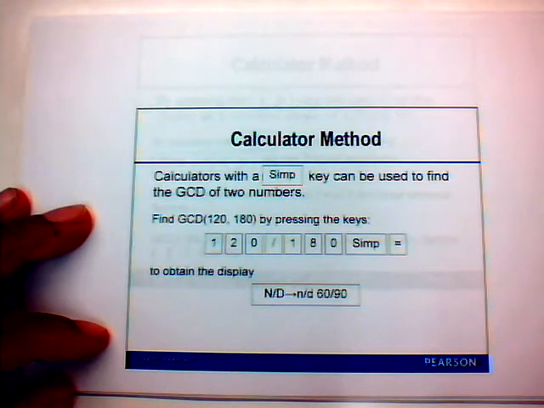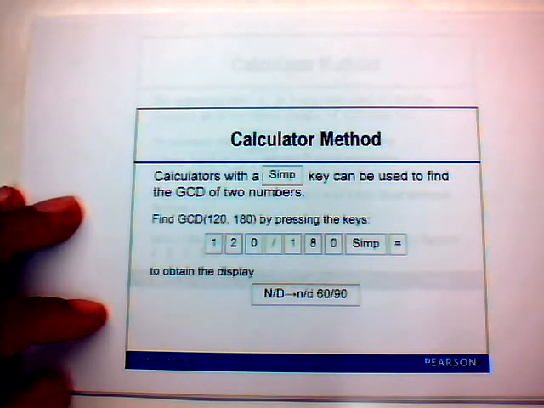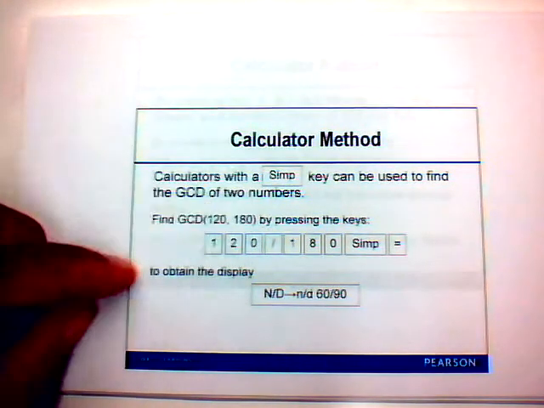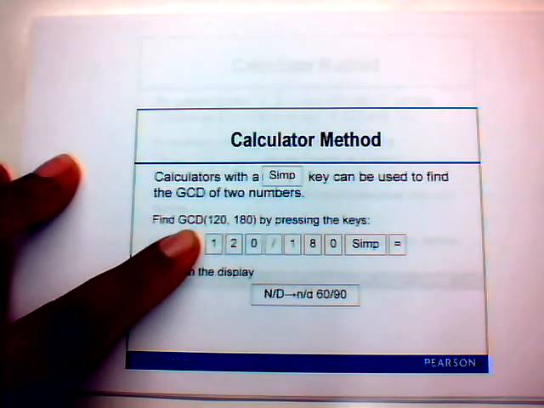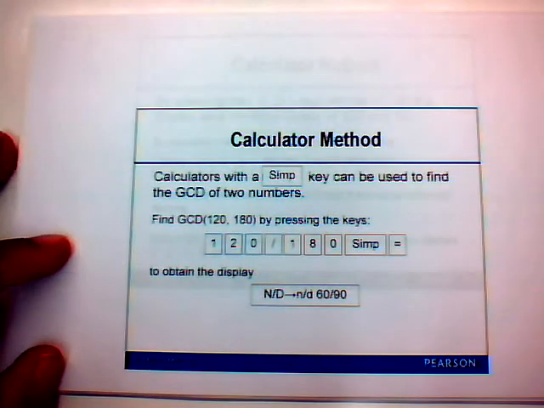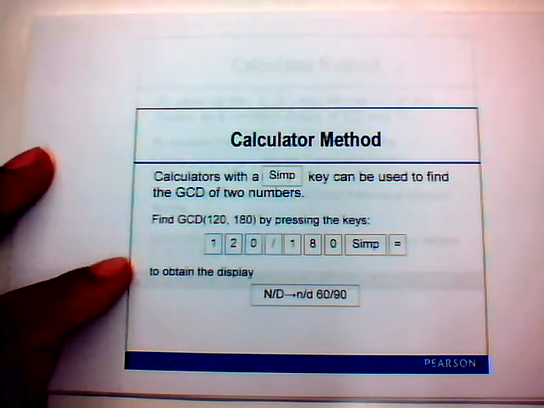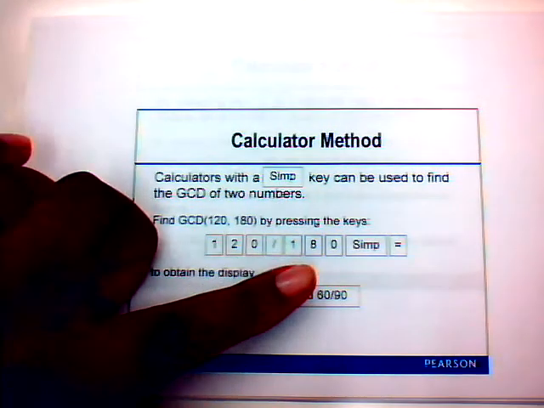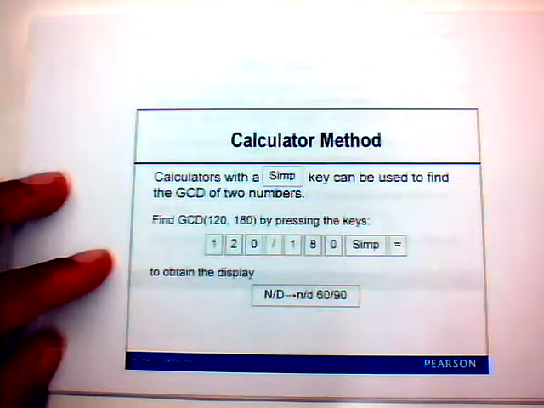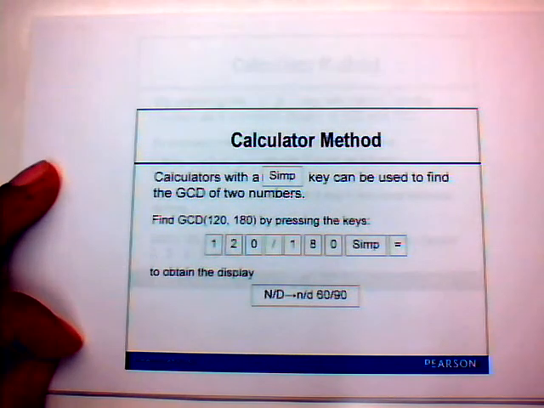Another method is the calculator method. There are calculators that have the button that says SIMP. That key can be used to find the GCD of two numbers. So if we want to find the GCD of 120 and 180, we can press these keys, type in 120, then divide it by 180, and then hit the button that says SIMP, and then hit equal to obtain this display.